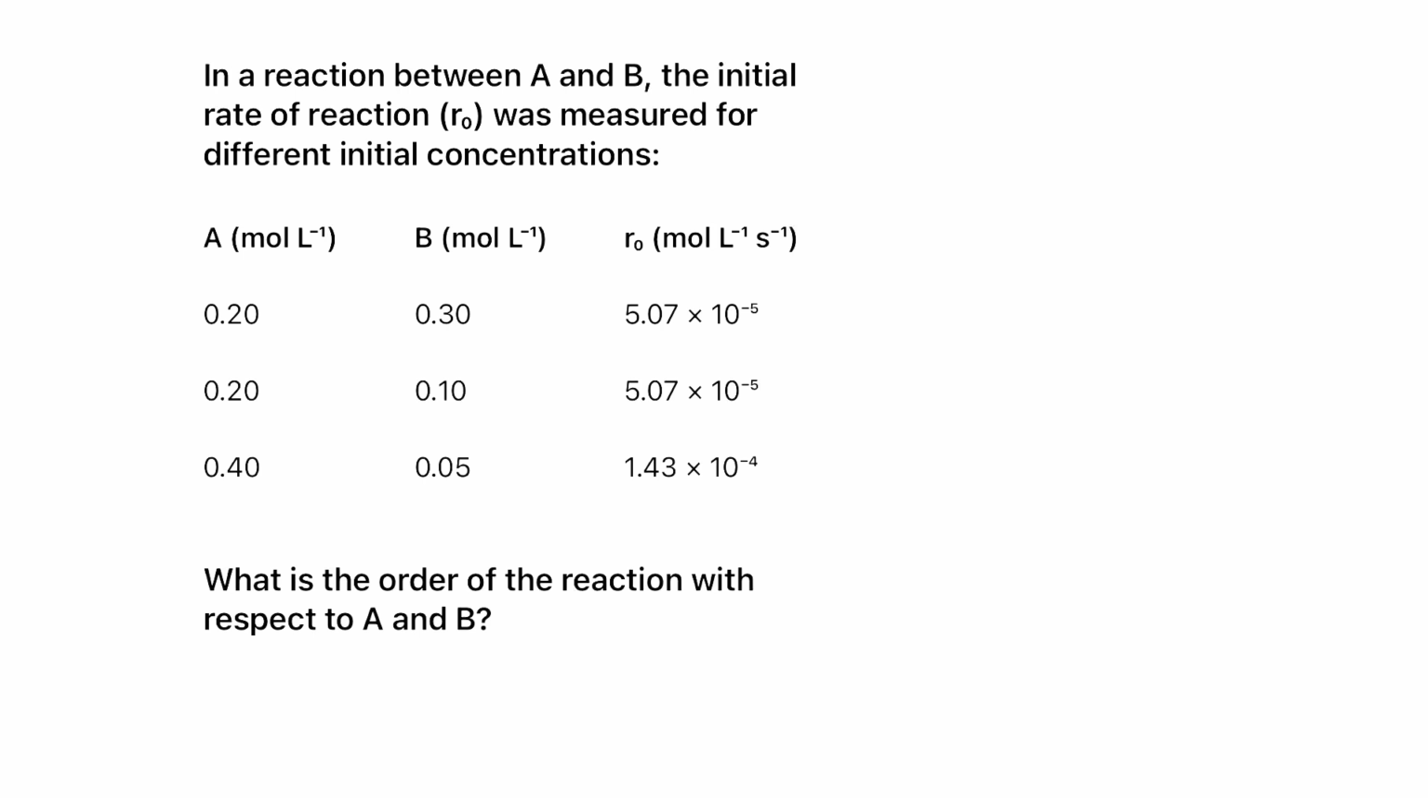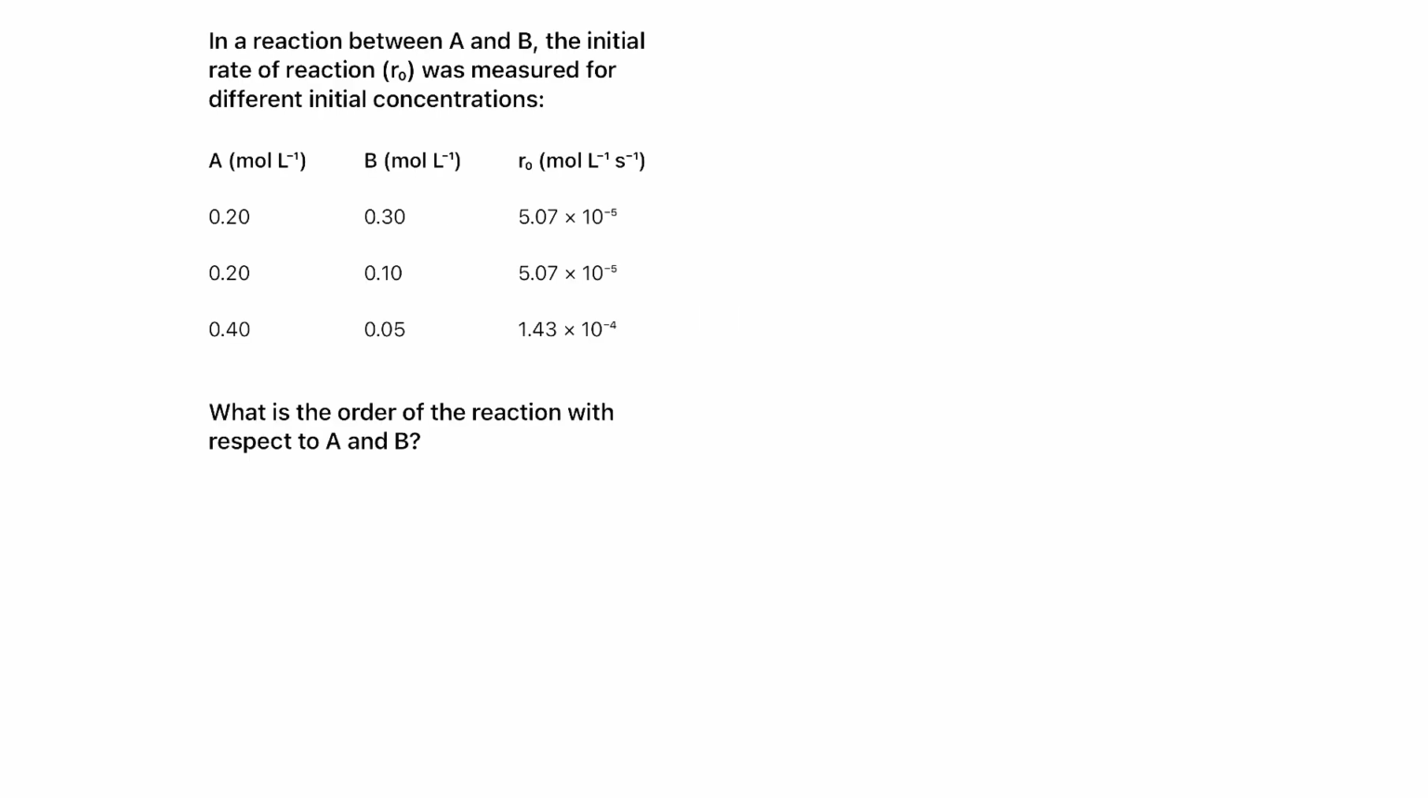In the reaction between A and B, the initial rate of reaction was measured for different initial concentrations. What is the order of the reaction with respect to A and B? Here we can see three different concentrations of A and B, and you can see the corresponding rates. What are we supposed to find? We are supposed to find the order of the reaction with respect to A and B.